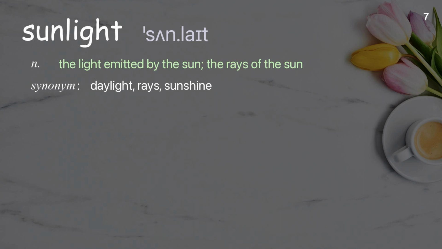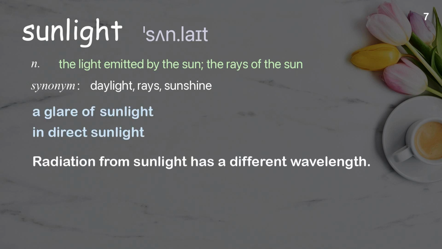Sunlight. The light emitted by the sun, the rays of the sun. Examples: A glare of sunlight. Indirect sunlight. Radiation from sunlight has a different wavelength.